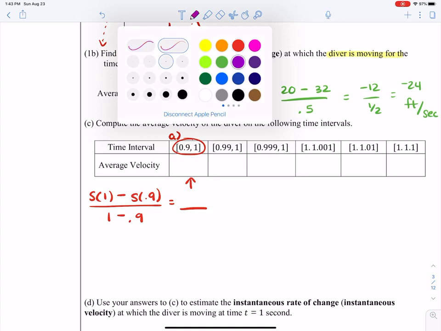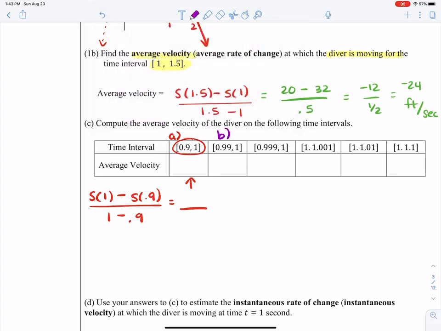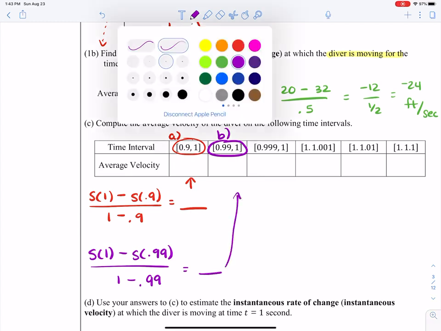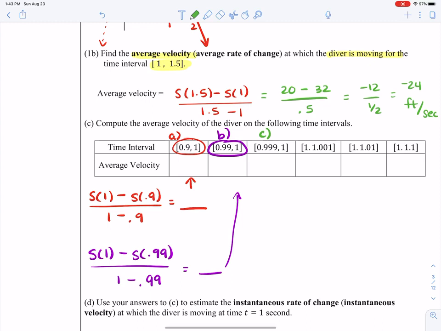And then you're going to do the same thing for this second one here. So you're going to go with these two, S(1) minus S(0.99) over 1 minus 0.99. You'll get that value, and you'll plug it in right here. And then you're going to do the same thing right here. You're going to go S(1) minus S(0.999) over 1 minus 0.999 and get that value, and that's going to go right here.